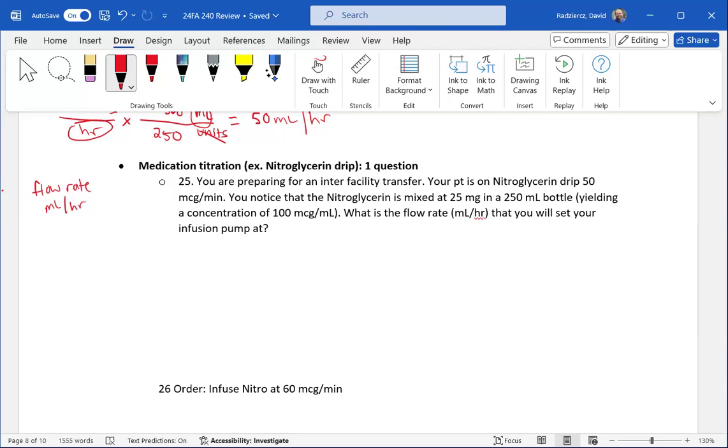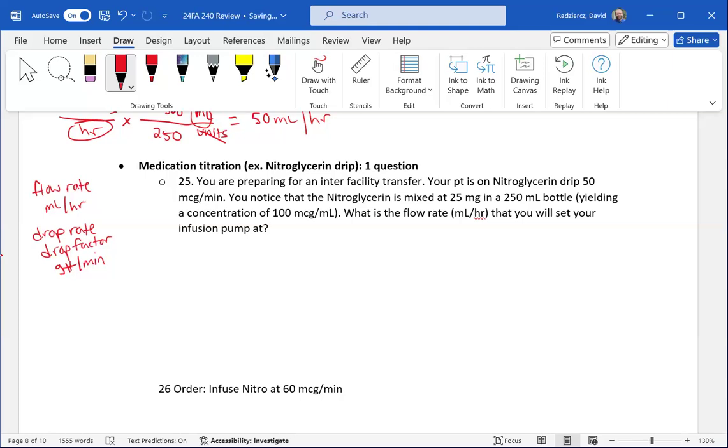But if you're calculating a drop rate, you need a drop factor, which is either micro tubing or tubing that tells you it's 5, 10, or 15 drops per milliliter. You need a drop factor in order to calculate a drop rate, and then your drop rate is drops per minute. So there are two common flow rates that you need to know, and have an idea of how to get to your answers with.